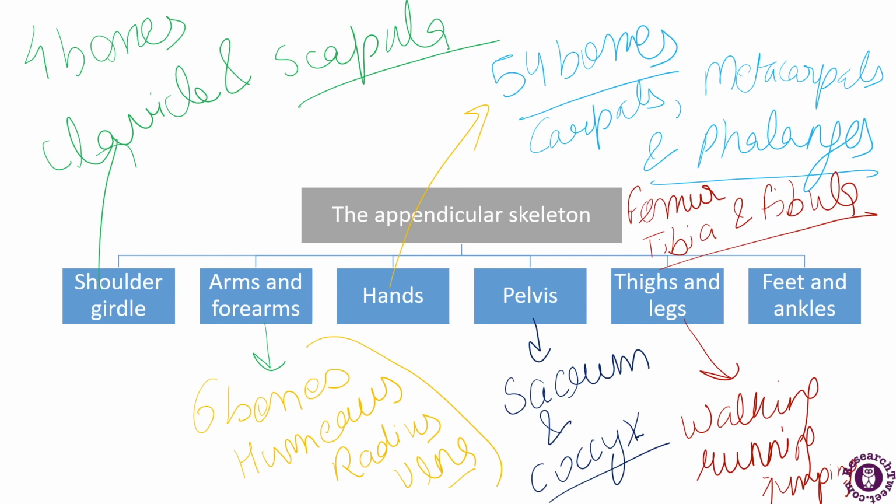The last is about the feet and the ankles. It is a platform which supports the body, and it is formed of many bones. For example, it is formed of tarsals, metatarsals, and phalanges. So these are the bones of the feet and the ankle.